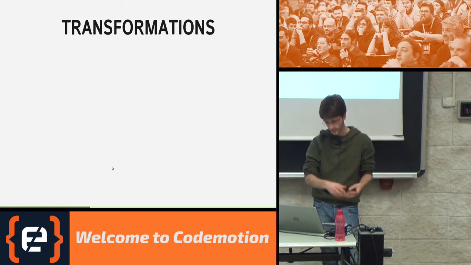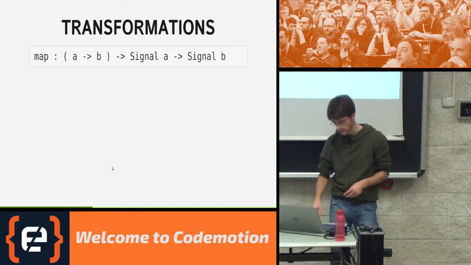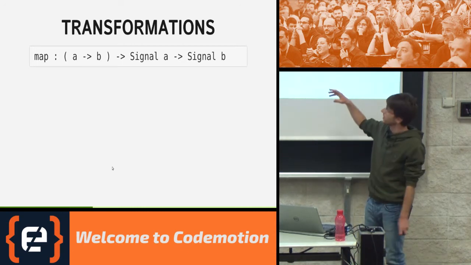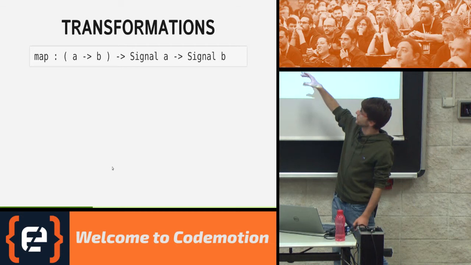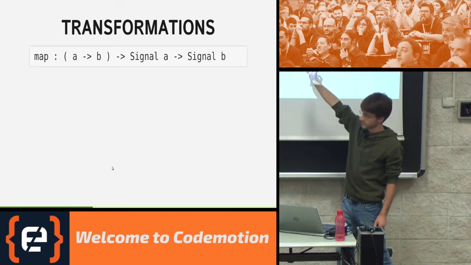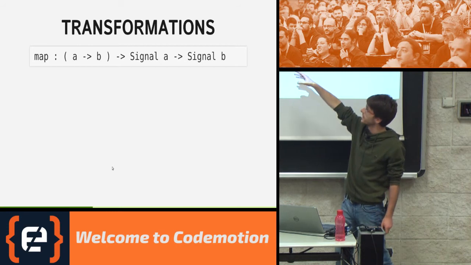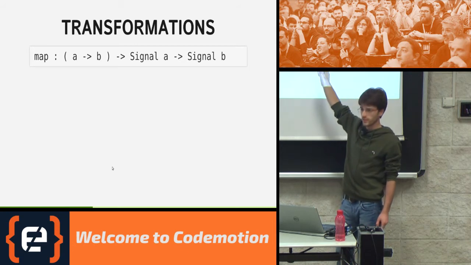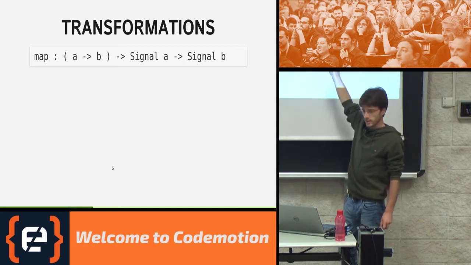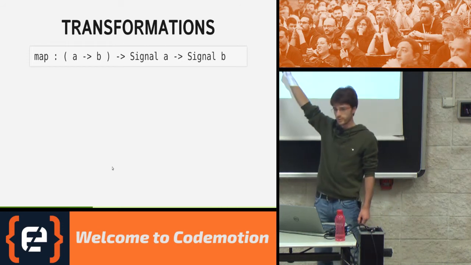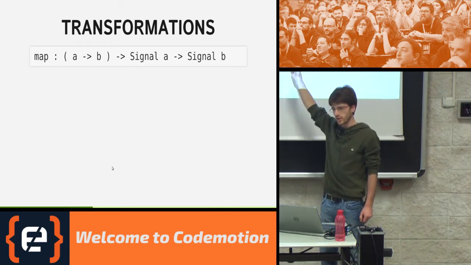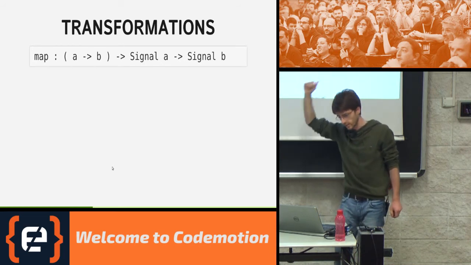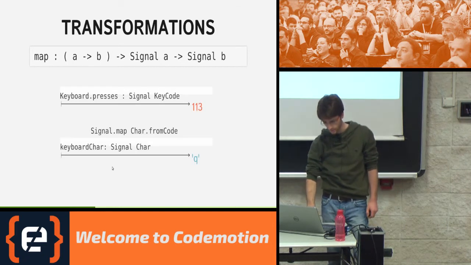So we need to transform a signal into another signal. And to do this, there is this not complicated thing: there is just a map function. So what does this do? This is a function with two arguments. The first is a function that takes something of type A and returns something of type B. The second argument is a signal of things of type A, and we return a signal of things of type B. So what happens? Whenever the values of the signal of type A change, we apply the function, and we update the signal of type B. So not so complicated. Let's see an example.